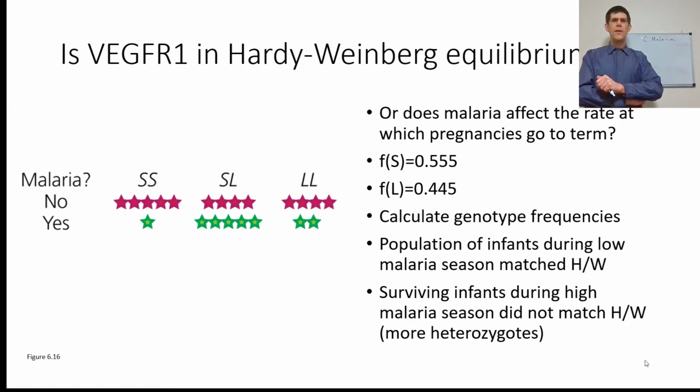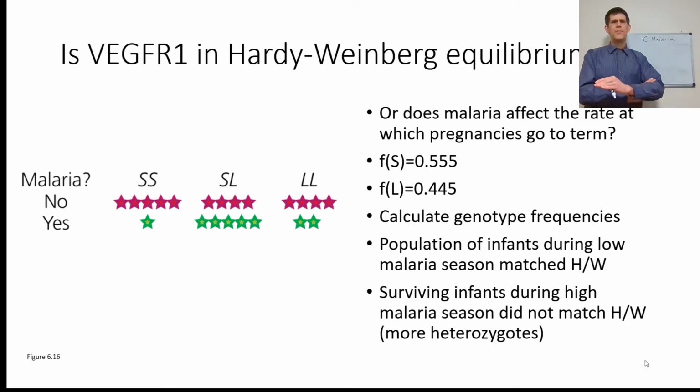or is it in Hardy-Weinberg equilibrium? Well, they looked at the frequency of the S allele and saw it was about 55.5, and the frequency of the L allele was 44.5, and they calculated the genotype frequencies from that. They then looked at infants born during the low malaria season of the SS, SL, and LL, and saw that they pretty much matched the Hardy-Weinberg equilibrium. And as you see, those are the red stars right there for the SS, SL, and LL.